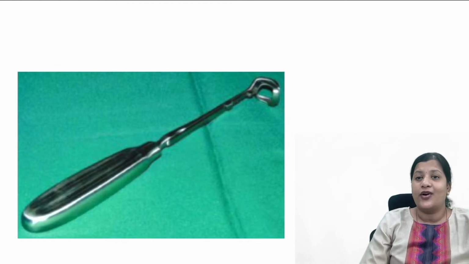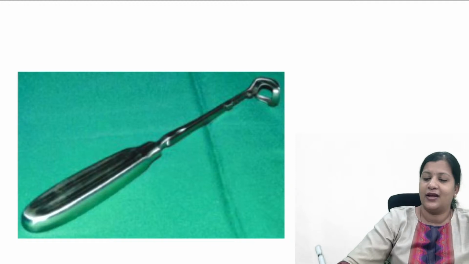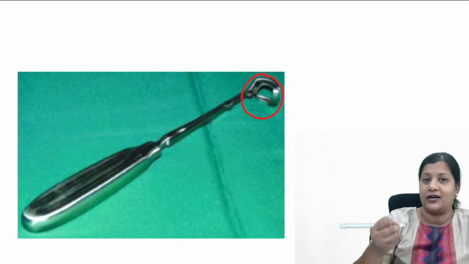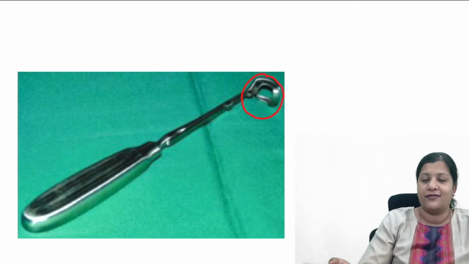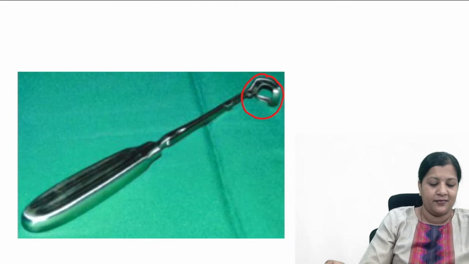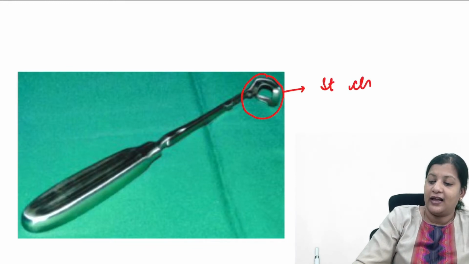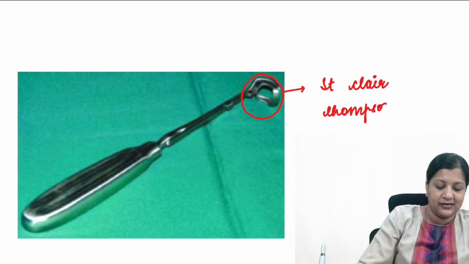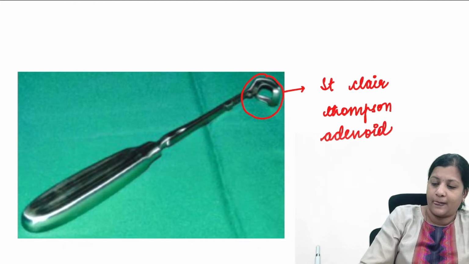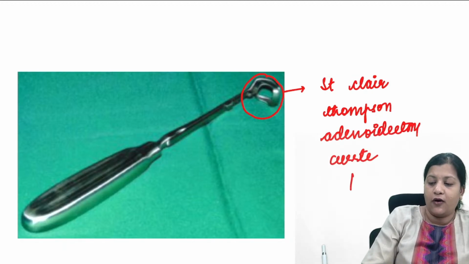So can you tell me what is the name of this instrument, or at least what is the use of this instrument? You can see here there is a curette. It is used to remove what? Yes. So this is called St. Clair Thompson's adenoidectomy curette. Yes, very good. It is used for removal of adenoid.